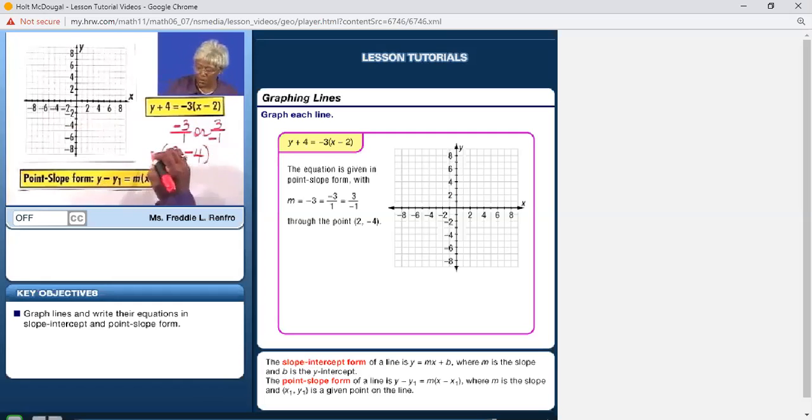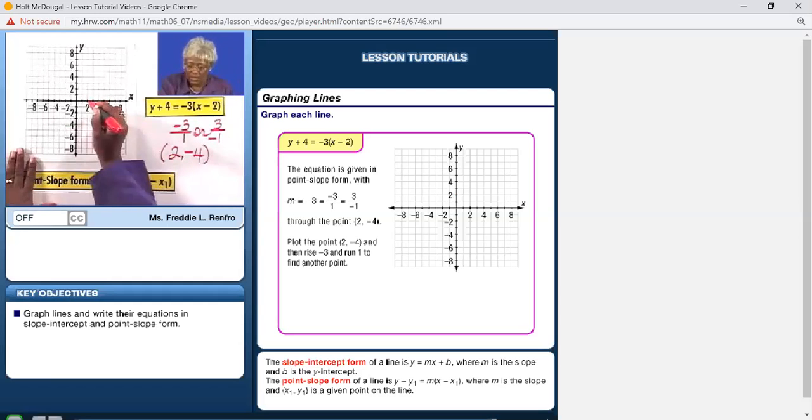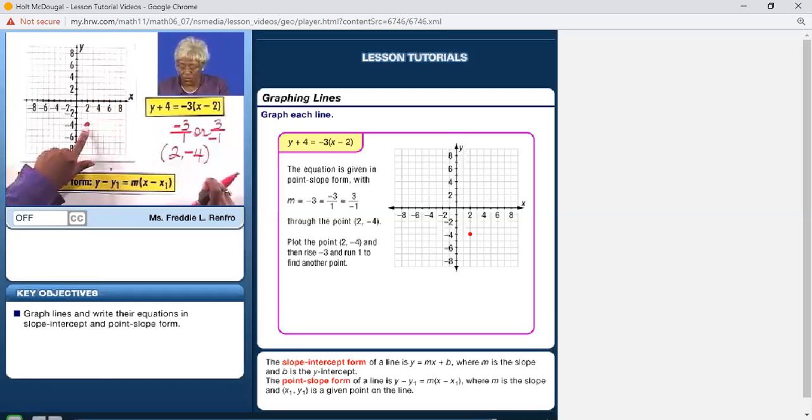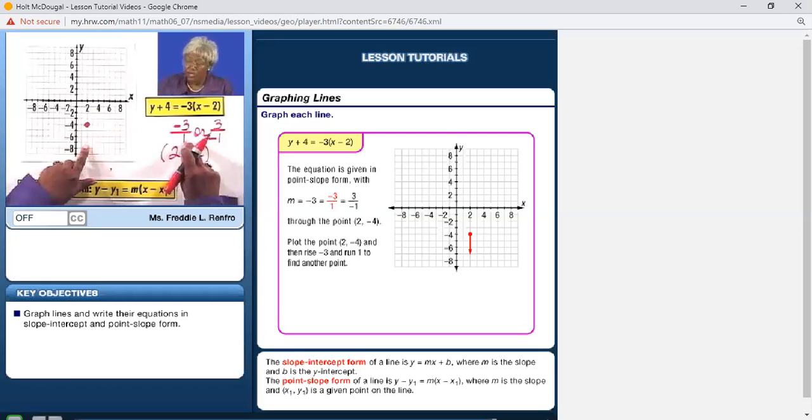So now we have a point. We have the slope. We can graph the line. Let's first graph the point, 2, -4. All right. 2, -4 is 1 point on that line. And now I need to use the slope to determine the other point. I'm going to start with 2, -4, and I'm going to go down 3 units, 1, 2, 3, and I'm going to run 1.